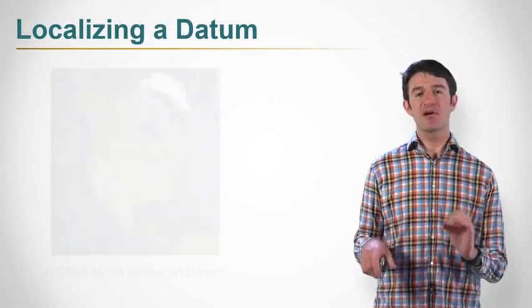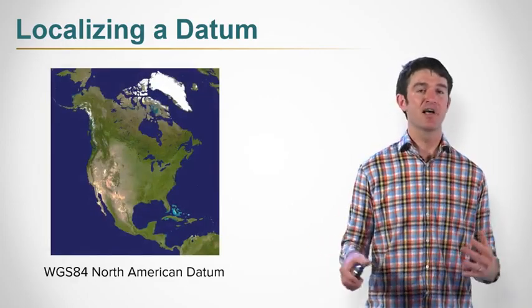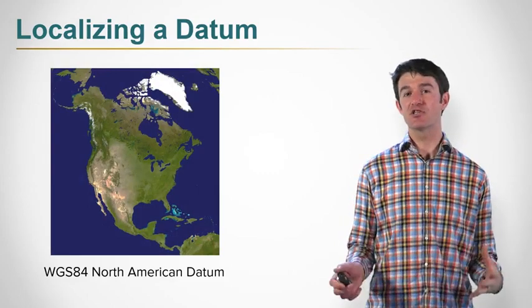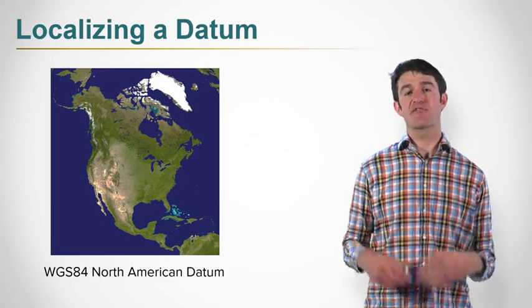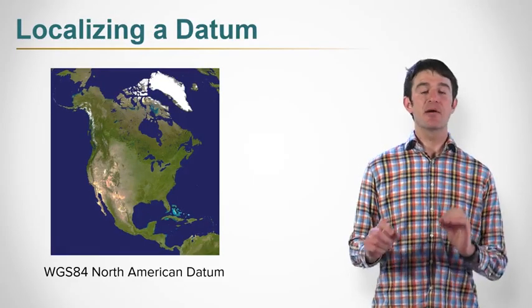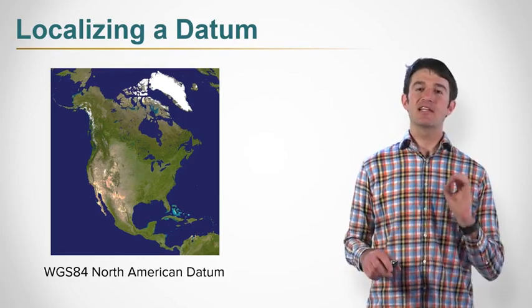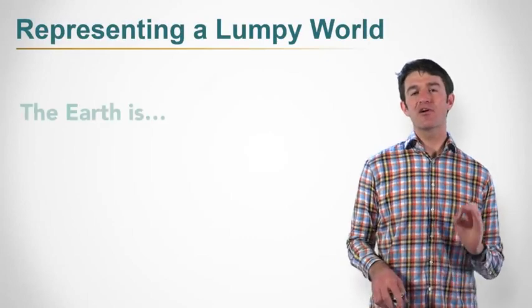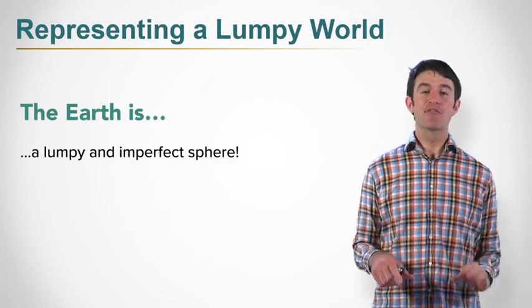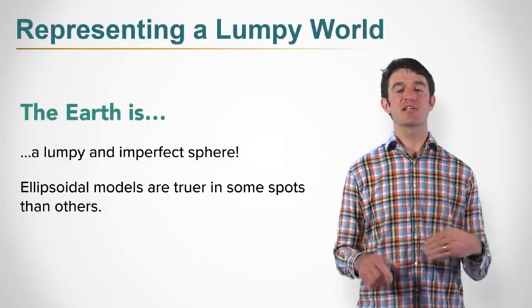For example, the North American Datum is tuned for accurate representation of data in Canada, Mexico, and the United States, but would poorly represent data in the Indian Ocean on the other side of the Earth. It can represent data there, but not as well as it can represent data for North America. In contrast, WGS-84, which I mentioned earlier, is designed for use worldwide and makes a different set of compromises to represent the whole world well, but no one area perfectly. So, in a quick review, the Earth is a lumpy and imperfect sphere, and if we want to represent it using an ellipsoidal model, our model will be closer to the true surface in some spots than in others.